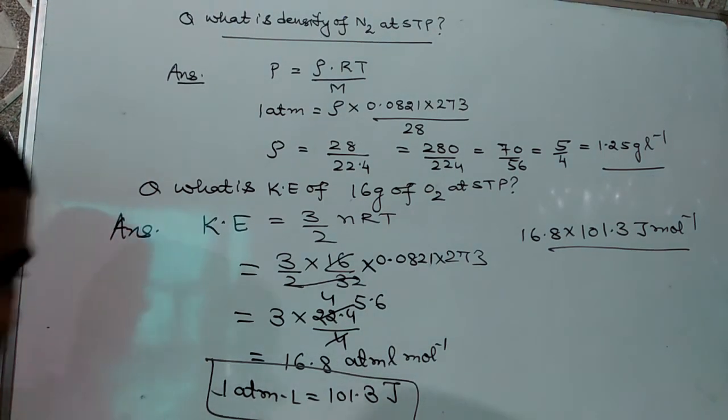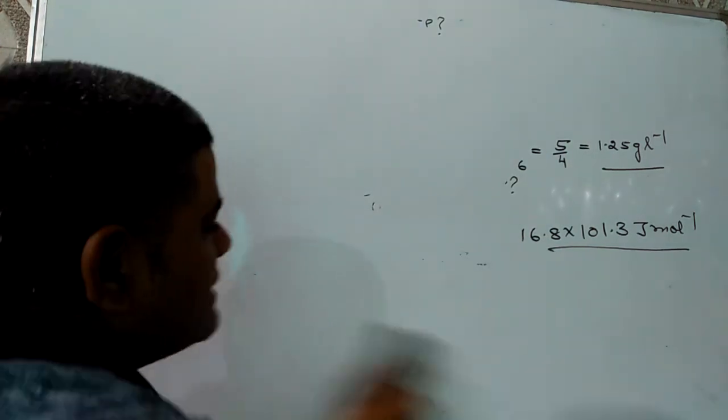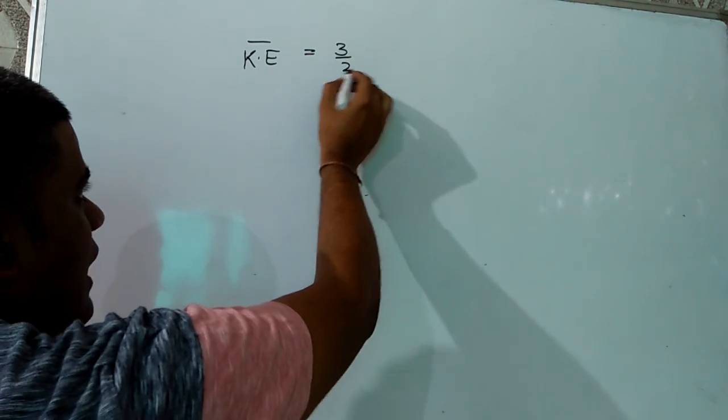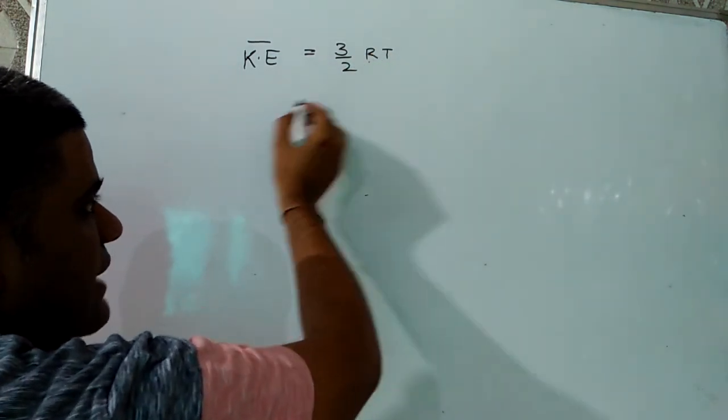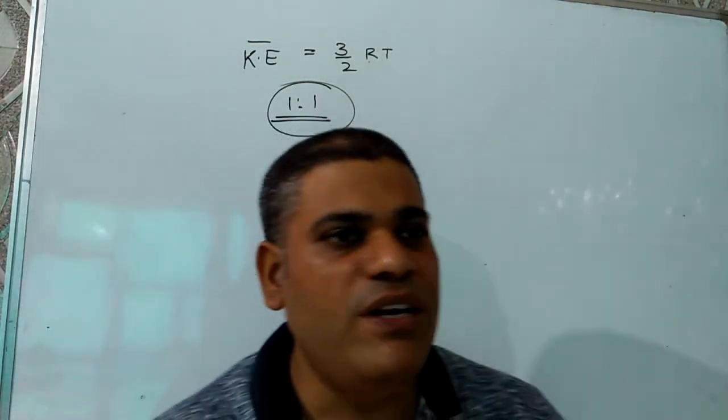And the last question for today I am taking: what is the ratio of average kinetic energy of equal mass of nitrogen and oxygen gas at similar conditions of temperature and pressure, that is at STP? Here, average kinetic energy doesn't depend on the number of moles. It should be equal to 3/2 RT. As temperature is the same and the value of R is the same, the ratio comes out to be 1:1.